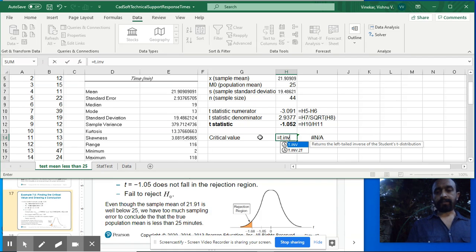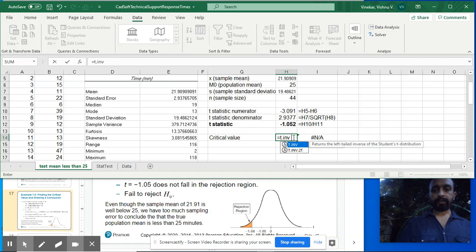Okay, t dot inv. We use the t dot inv two-tail if we are looking for whether the alternative hypothesis is greater than or lesser than 25. Okay, so just that the mean has changed from 25. So in this case, we're just looking in one direction, that is less than 25. So we're going to use the plain old t dot inv.